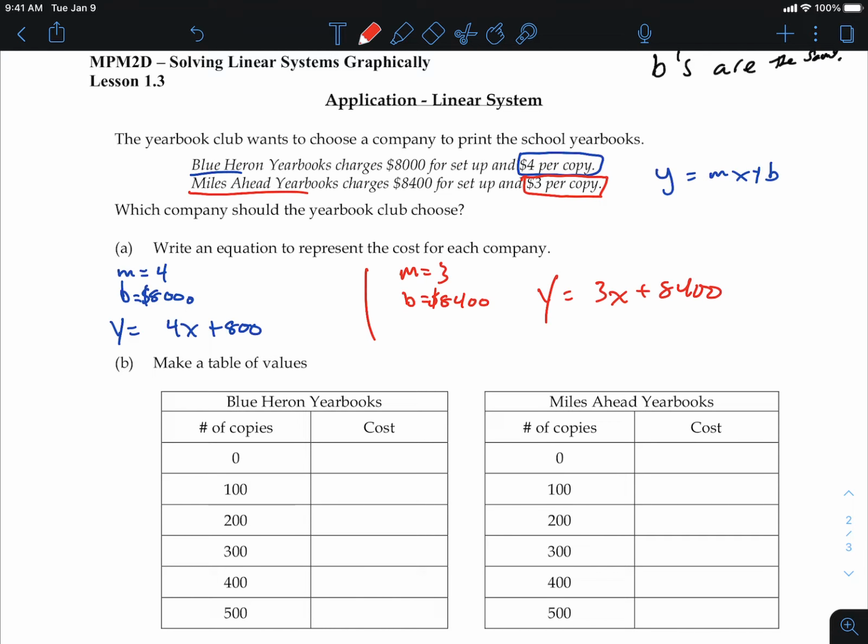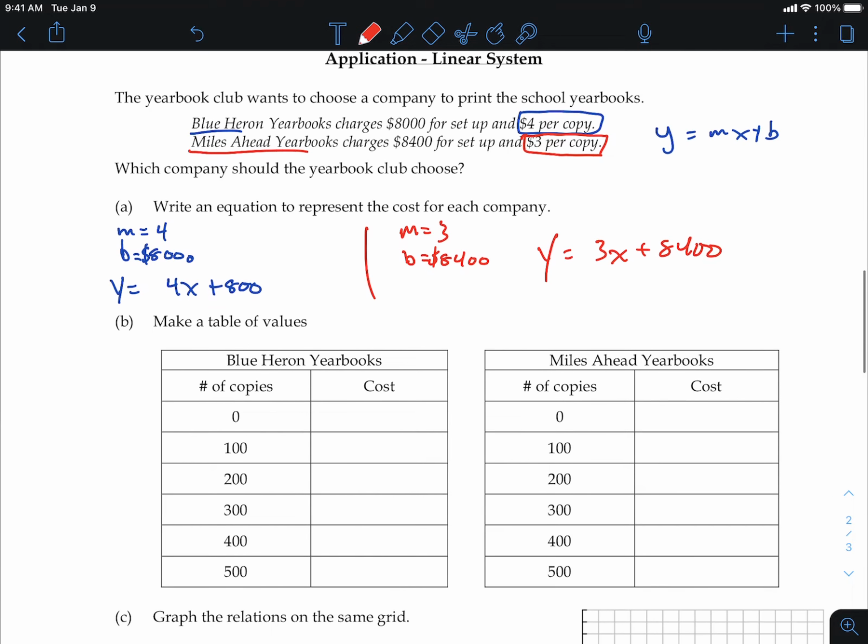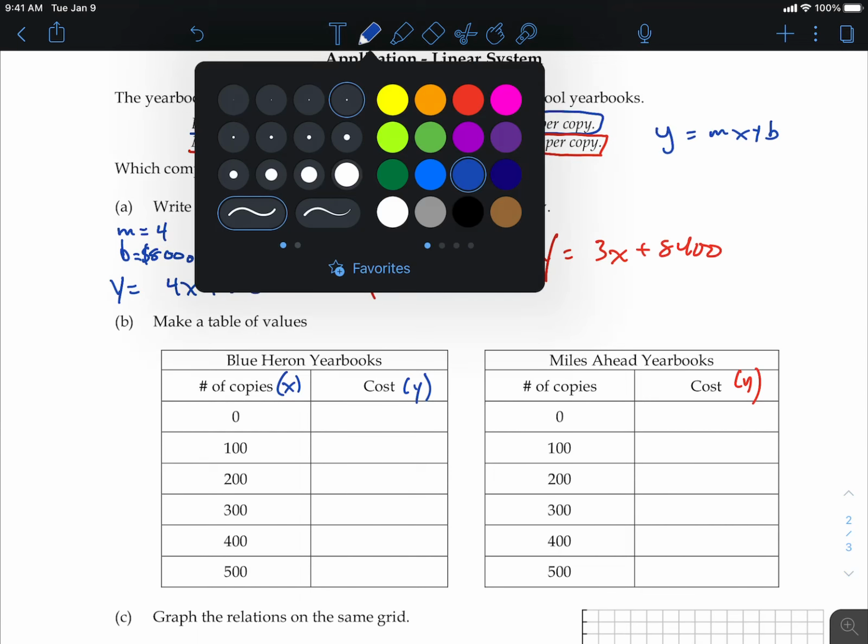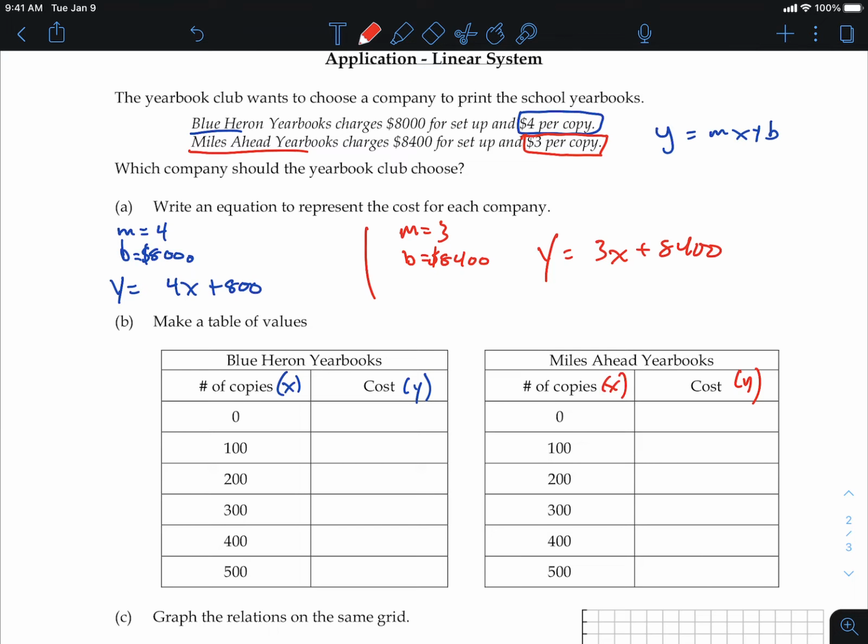Okay. Now, you guys can figure out what's going on. You probably could have before as well, but now I have an actual equation. Your costs are going to be your y's, and your number of copies are going to be your x values, just like what we did earlier. Plug stuff in, fill out the table. You're going to notice something when you do it.